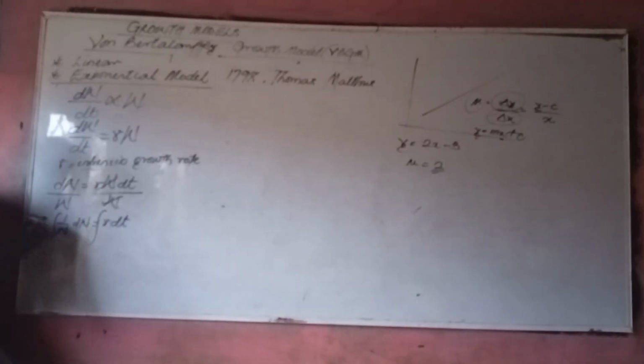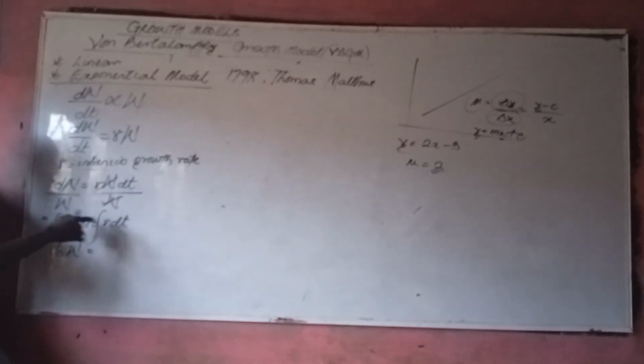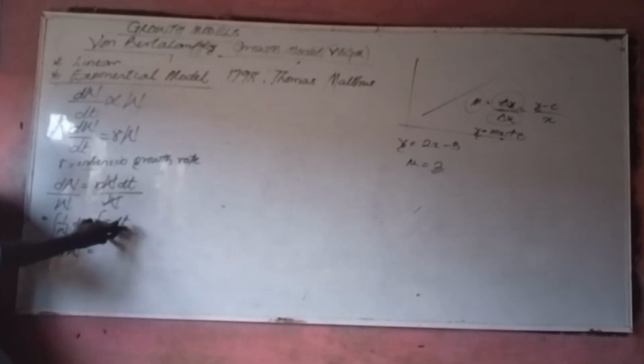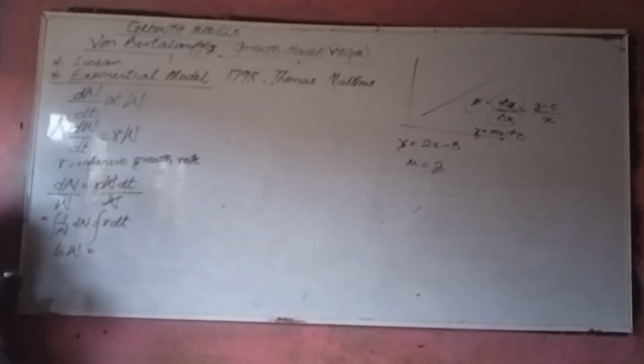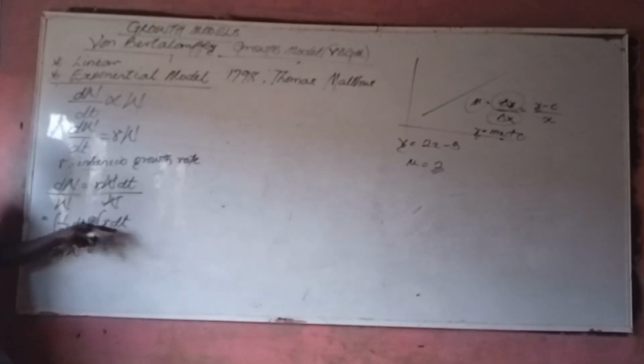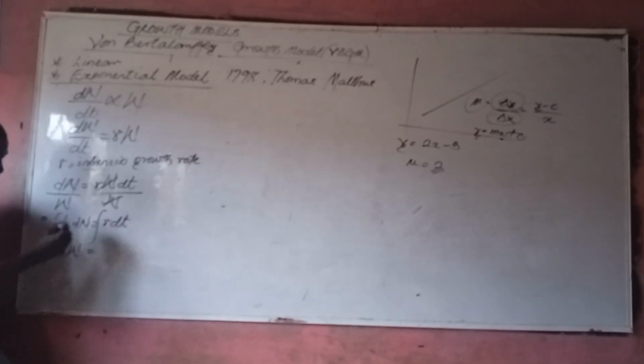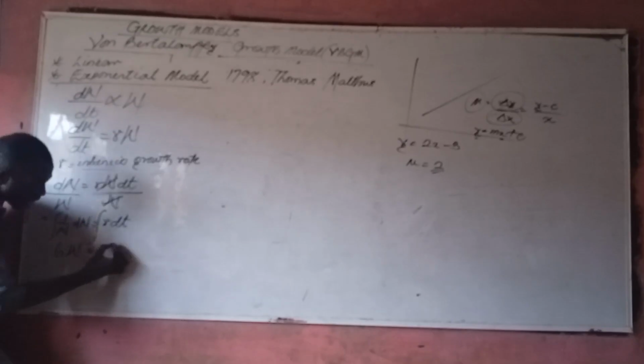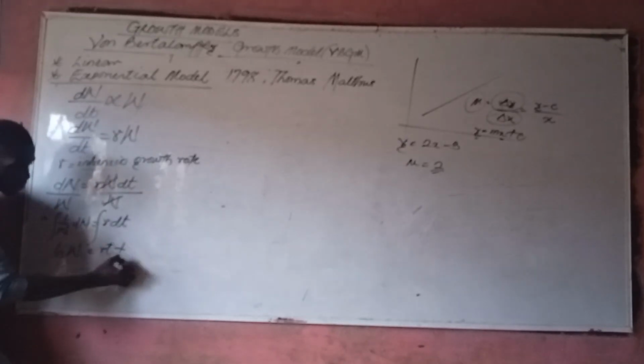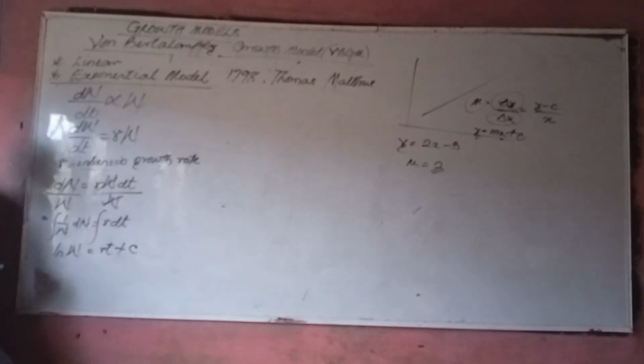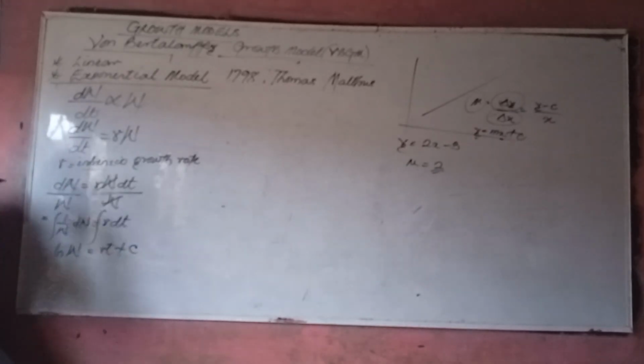By the time I integrate this, if you integrate 1/W dW, you are going to get ln W. If you integrate a constant, what will it give you? It gives you the constant times the variable that you're using to integrate. In this case it is t, so it's going to be rt, then plus c, the constant of integration.